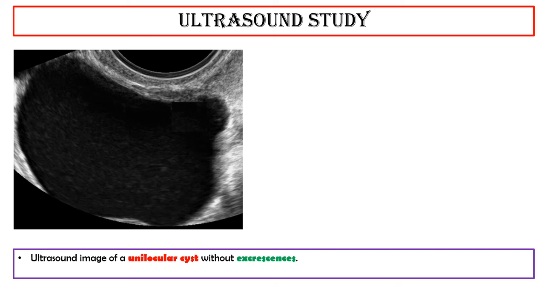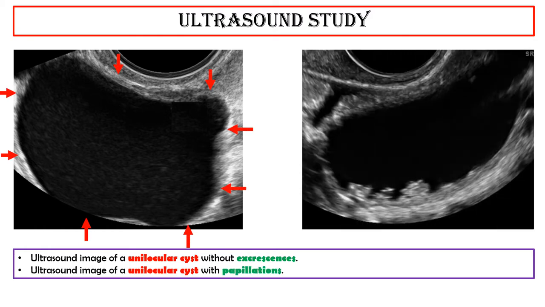Ultrasound study. This photo shows an ultrasound image of a unilocular cyst without excrescences. This photo shows an ultrasound image of a unilocular cyst with papillations.